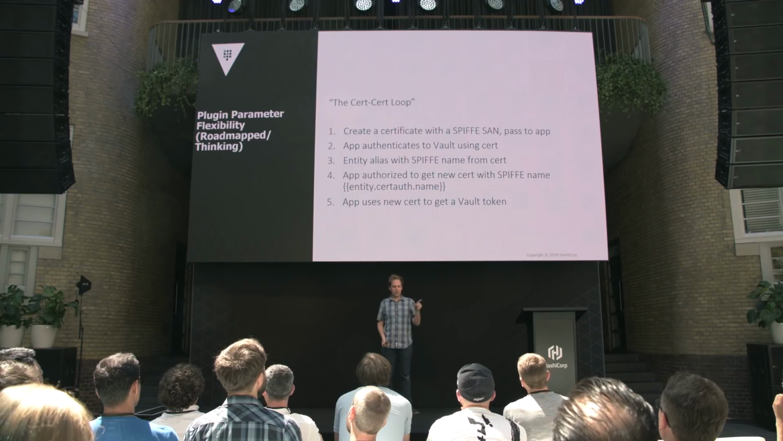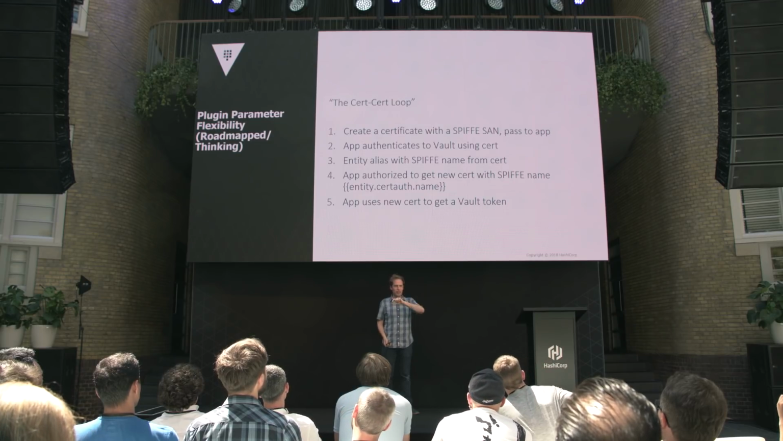So now you are using a cert that was given to you initially to get a Vault token, to get a cert, to get a Vault token, to get a cert, and so on. Anyway, like I said, this is a thought exercise, but it shows what we're looking at. The reason I like thinking about it like that is that it shows that you really need both parts of it.